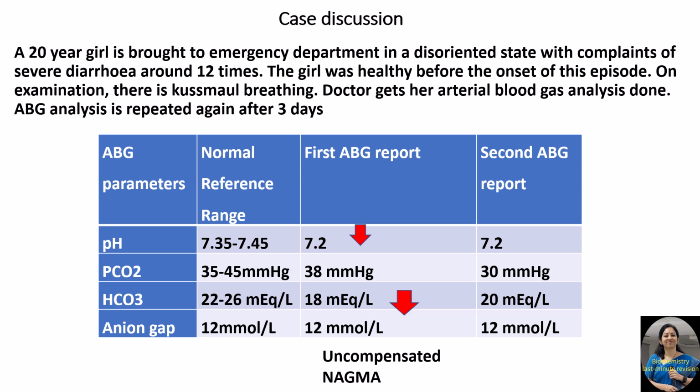So let's consider the second ABG report. Here the pH is decreased, bicarbonate is decreased, and partial pressure of carbon dioxide is decreased. This is because for metabolic acidosis, the counter variable is partial pressure of carbon dioxide. In metabolic acidosis, the primary biochemical change is decreased bicarbonate. So the counter variable decreases to compensate for this metabolic acidosis. Now this is a case of compensated normal anion gap metabolic acidosis, the cause being severe diarrhea.